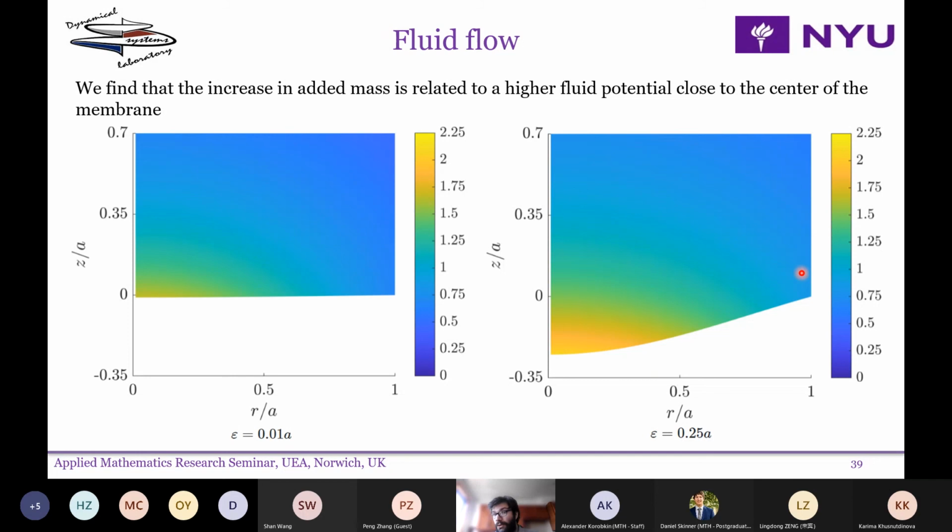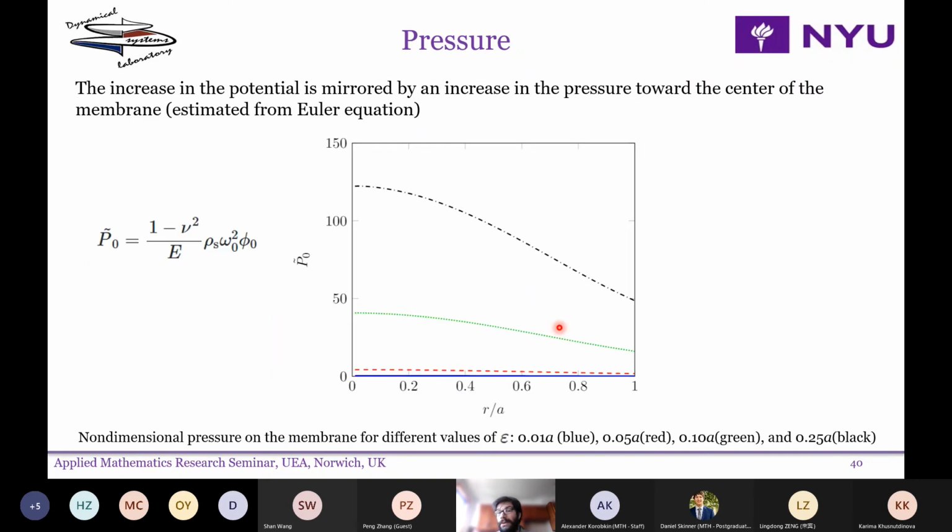In addition, we looked at the flow physics, and in particular, we connected this increase in the added mass to the fluid potential, and we found that the fluid potential close to the center of the membrane becomes much larger in the case of large pre-deformations. And in fact, you see that this is with the same scale, you see that the potential here is much smaller than the one that we obtain here in this case.